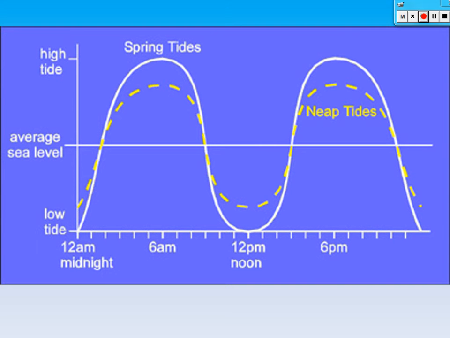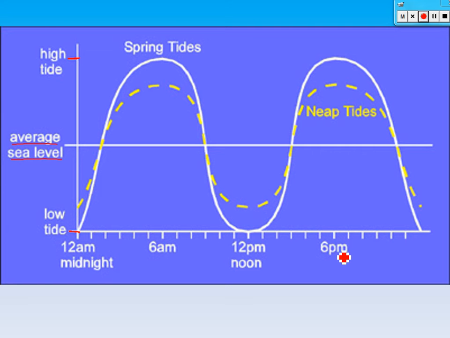All right, I've got a slide here that graphs tides throughout the day. If you look at a graph, the first thing that you should do is look at the axes. On the y-axis, this is average sea level. So at high tide, we're up here, and low tide, we're down here. On the x-axis, we have the time throughout the day. So we're starting at midnight, 12 a.m., and then we go to 6 a.m. and noon, and then 6 p.m. So this is a graph of tides.